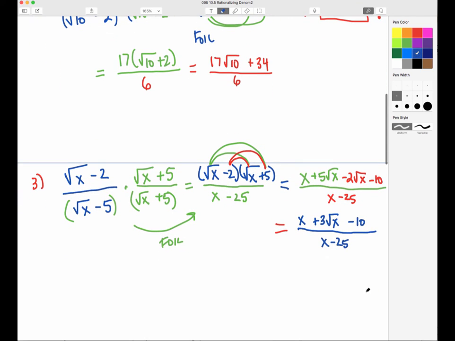It's not quite as clean and pretty as some of the other ones, but there's nothing else that I can reduce. You can't split this up very well. Don't try to cancel x's or 10s and 25s. That only works when you have factors. These are all 3 terms, and this is 2 terms. You can't do any simplification with just the terms. So we leave our answer just like this.